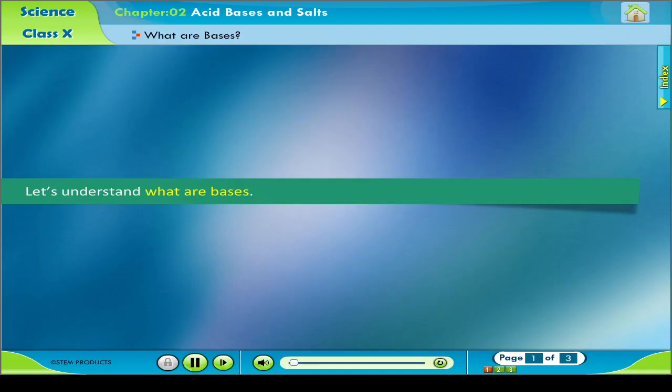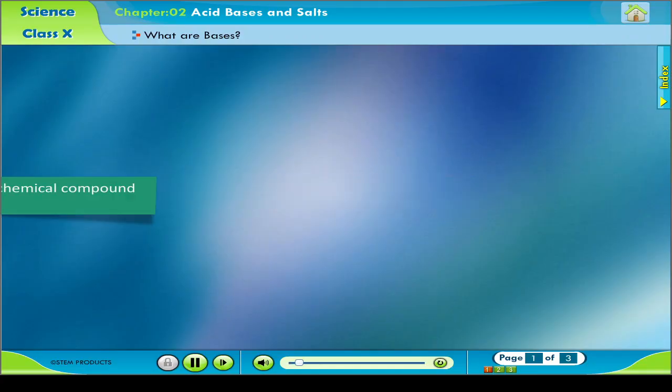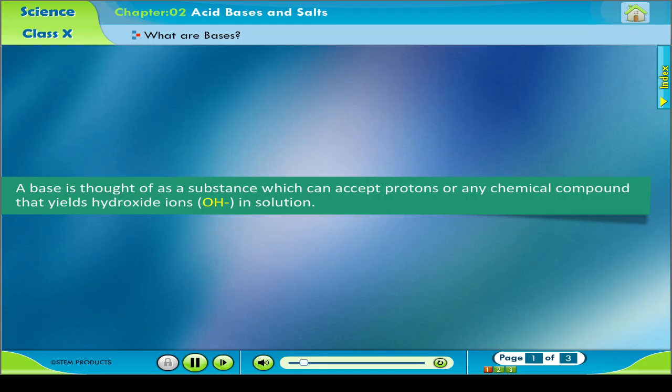Let's understand what are bases. A base is thought of as a substance which can accept protons or any chemical compound that yields hydroxide ions, OH negative, in solution.